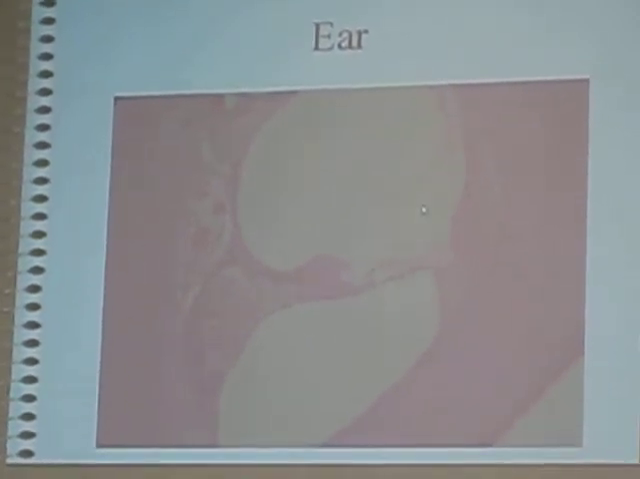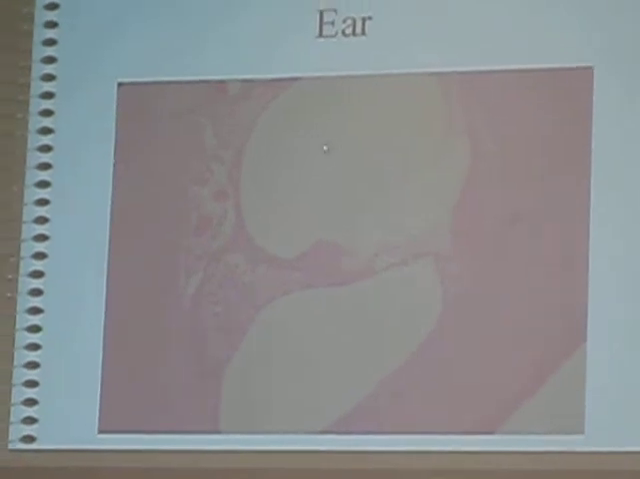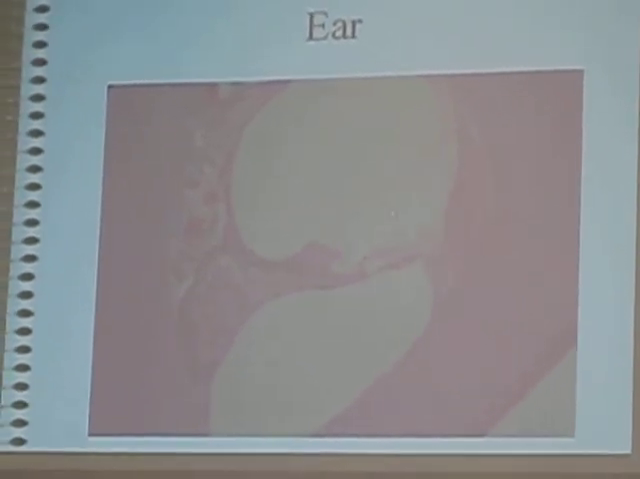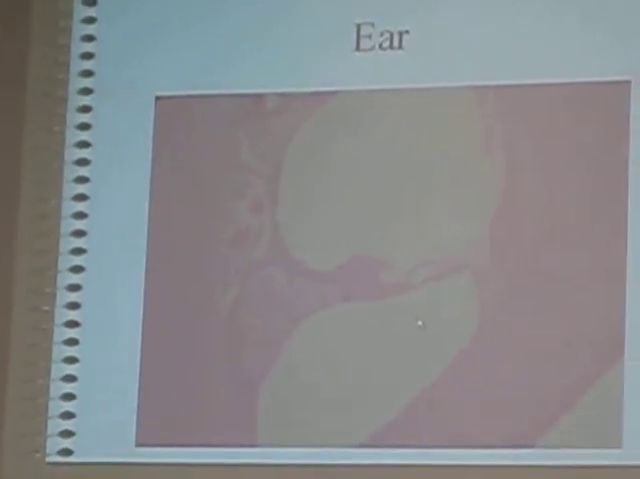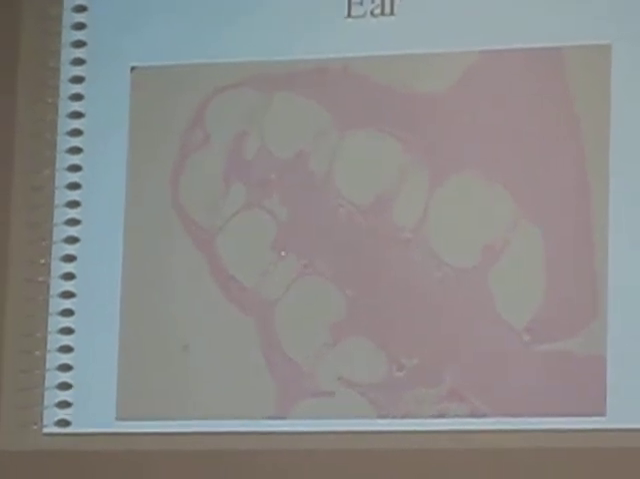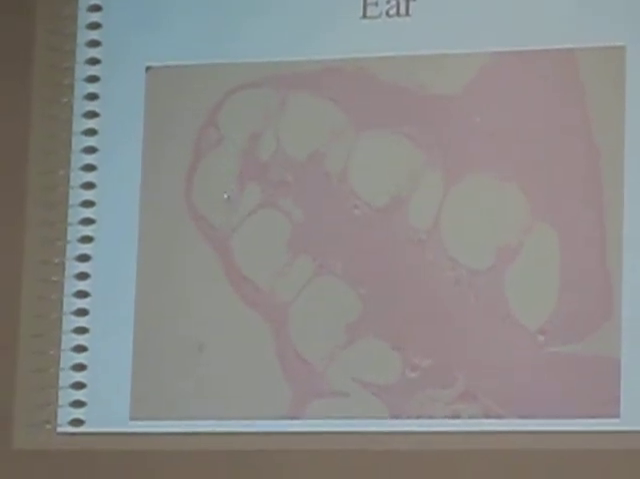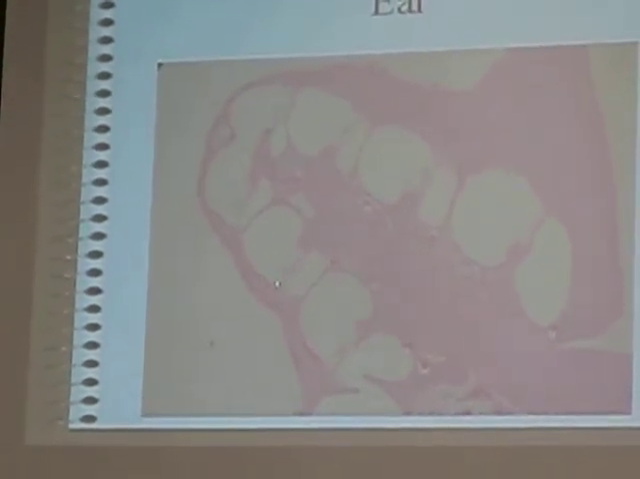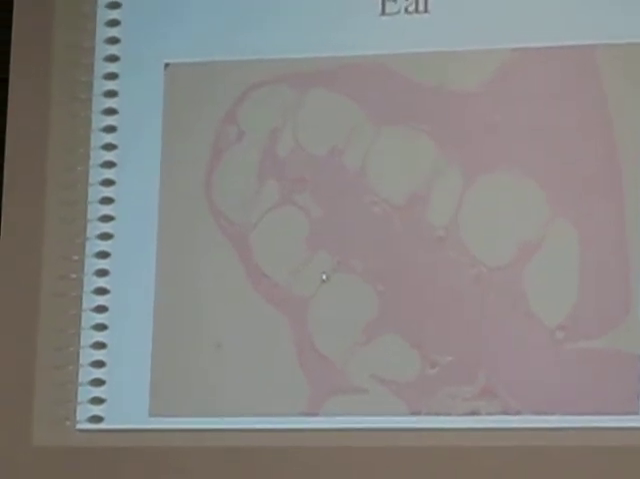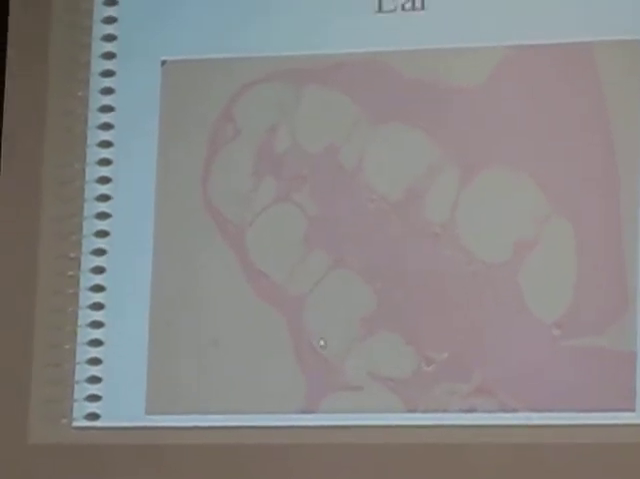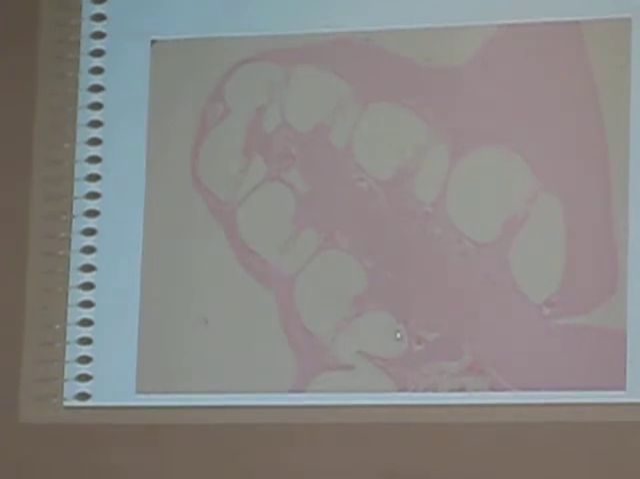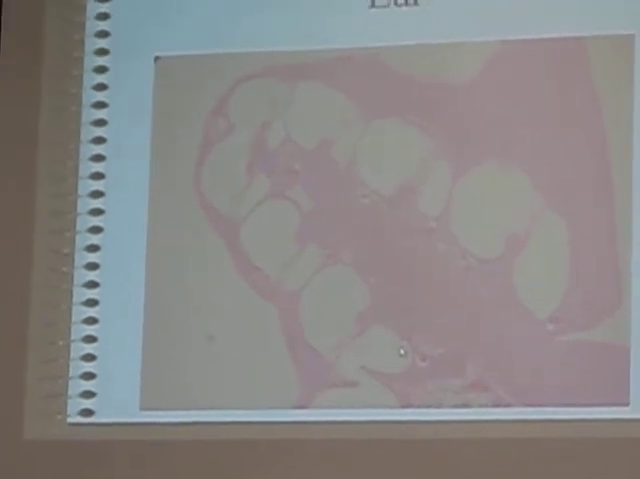So make sure that you can identify the three different chambers. Doesn't matter which side it's on, because they're mirror image. On this one it'd be scala vestibuli, scala media, scala tympani. So for all of these, it's the same three parts, whichever side of the modiolus it's on. Doesn't matter. So scala vestibuli, scala media, scala tympani.